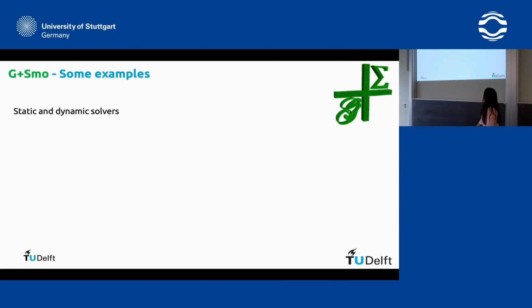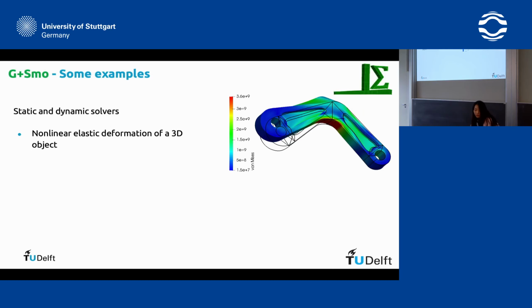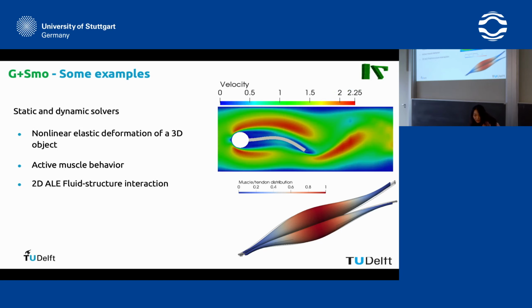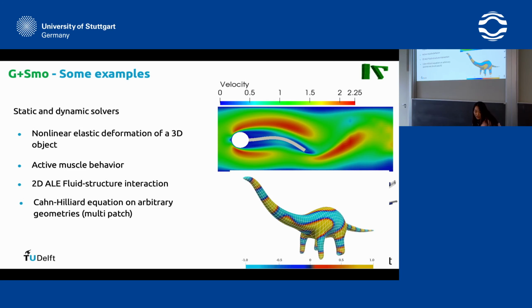So what kind of solvers do we have? We have both static and dynamic solvers. First, we can solve this nonlinear elastic deformation for 3D problems. And we can also do this biological simulation. Then we also have a not very good ALE fluid structure interaction solver. And you can also just throw a random equation on a very complicated geometry in our library.